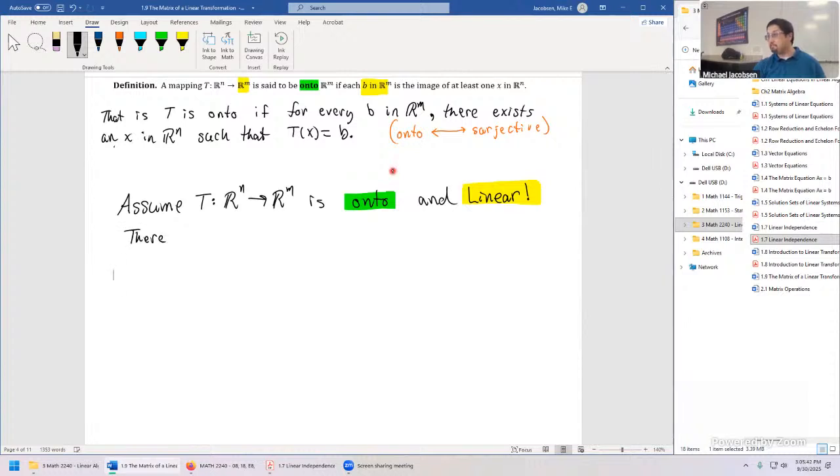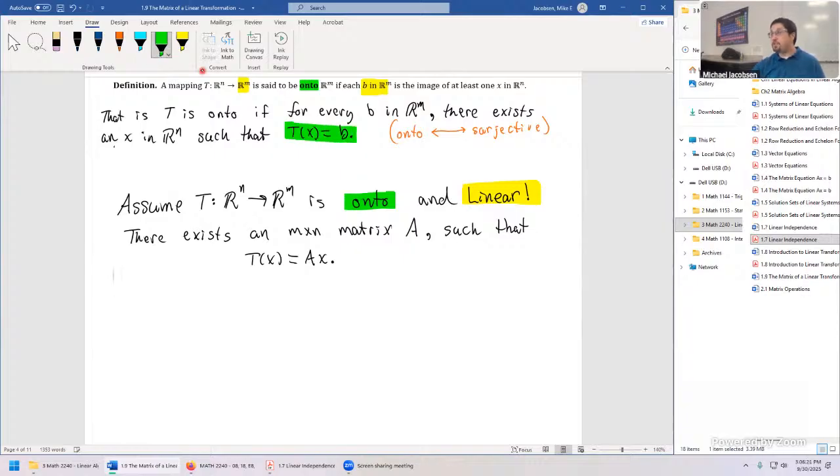There exists an M by N matrix A. Notice if we're going from Rn into Rm, the size of the standard matrix flips those dimensions around. It's now M by N, matrix A, such that this is the standard matrix A, so we'll have T of x equals A times x. So if we enter that into the discussion and assume that T is onto at the same time, it means onto is just this right here always has a solution. So let's say that next.